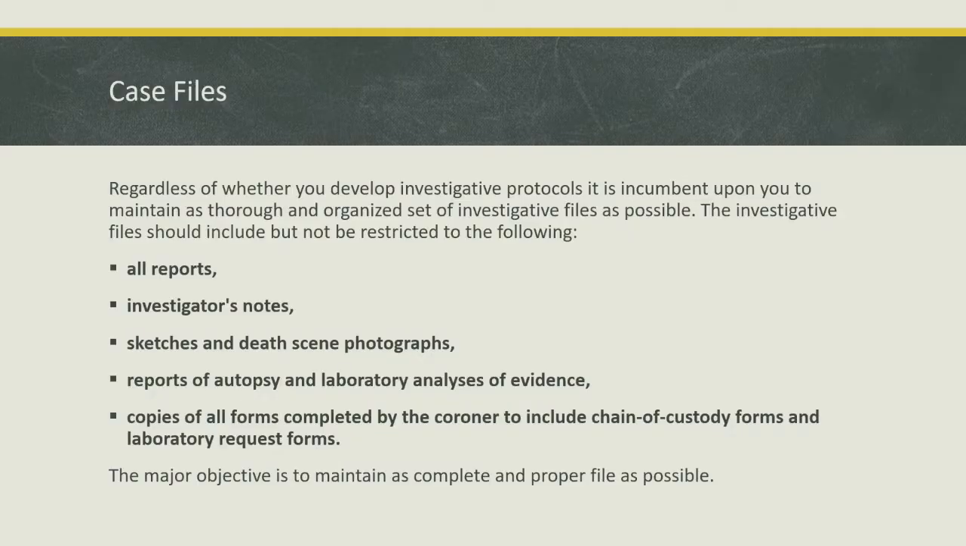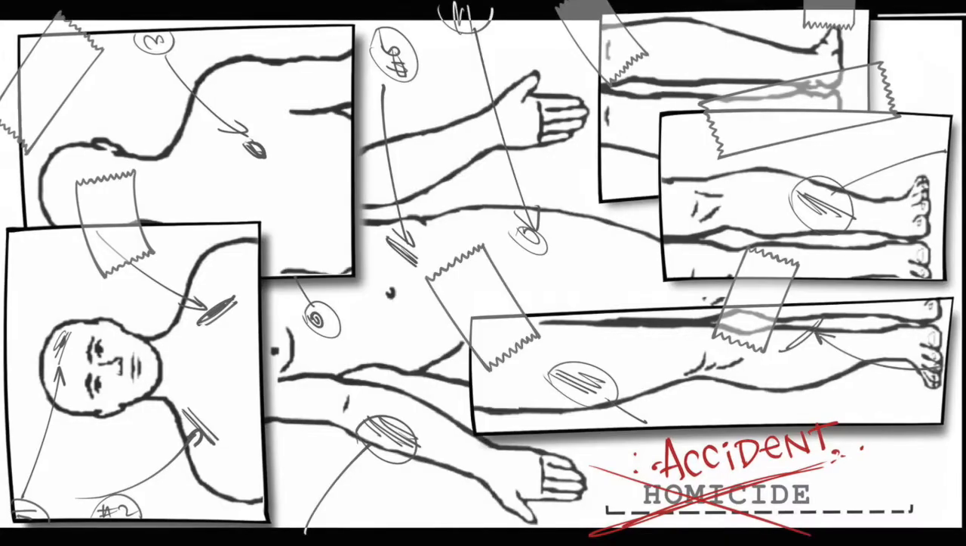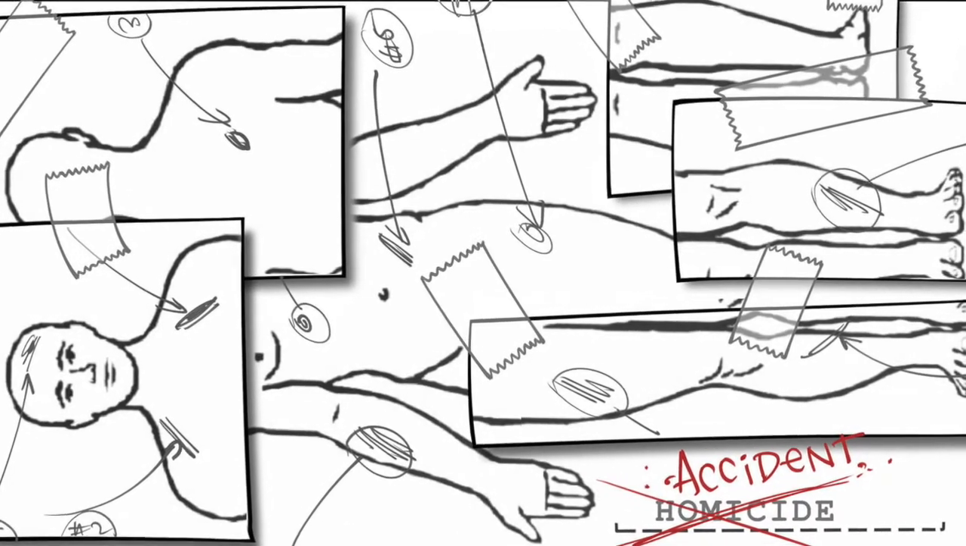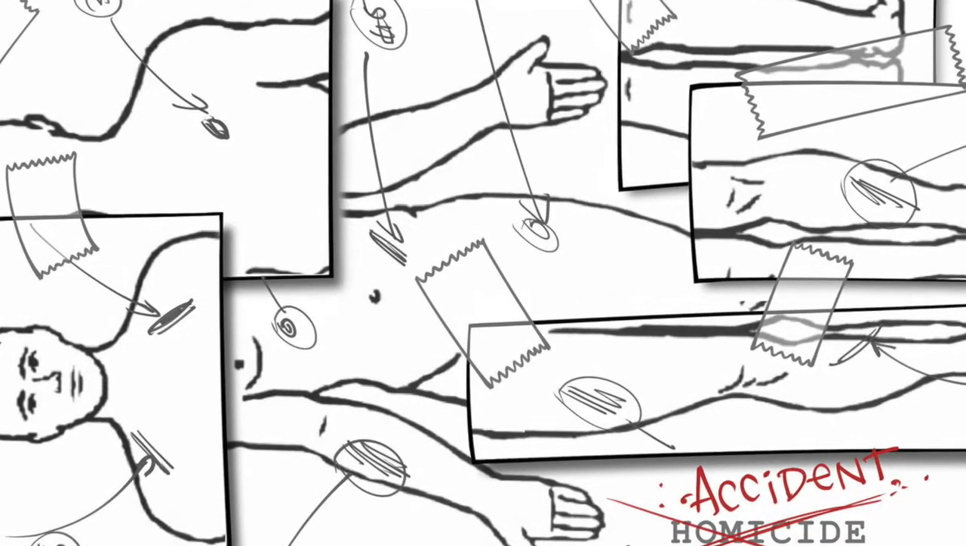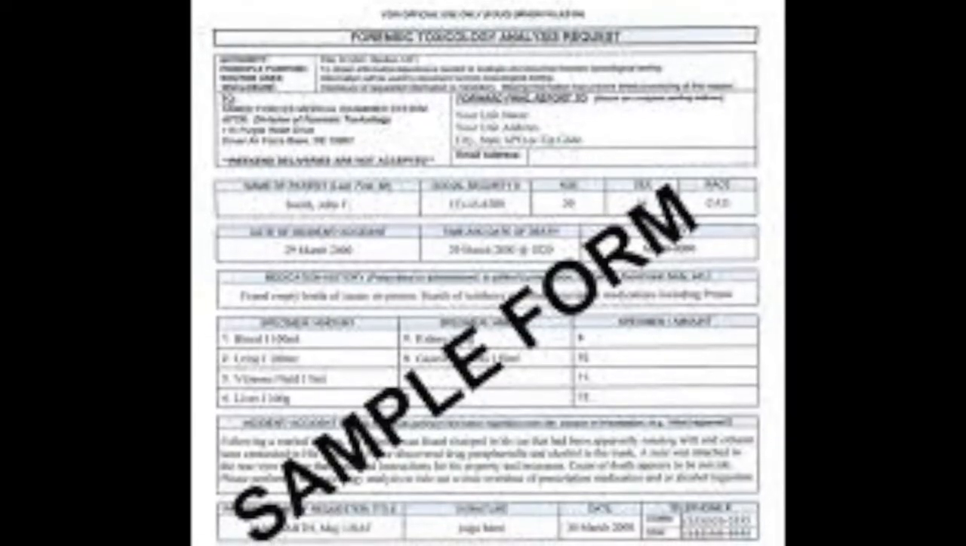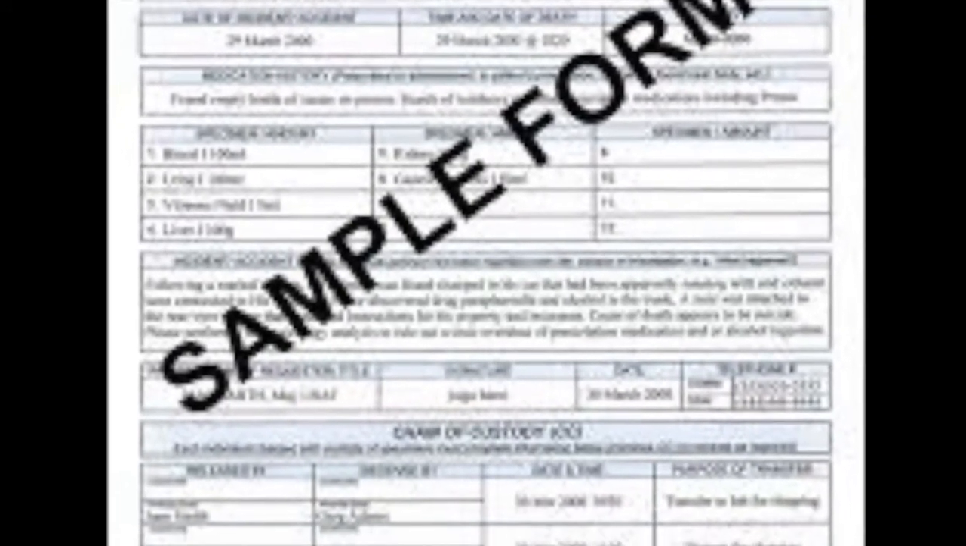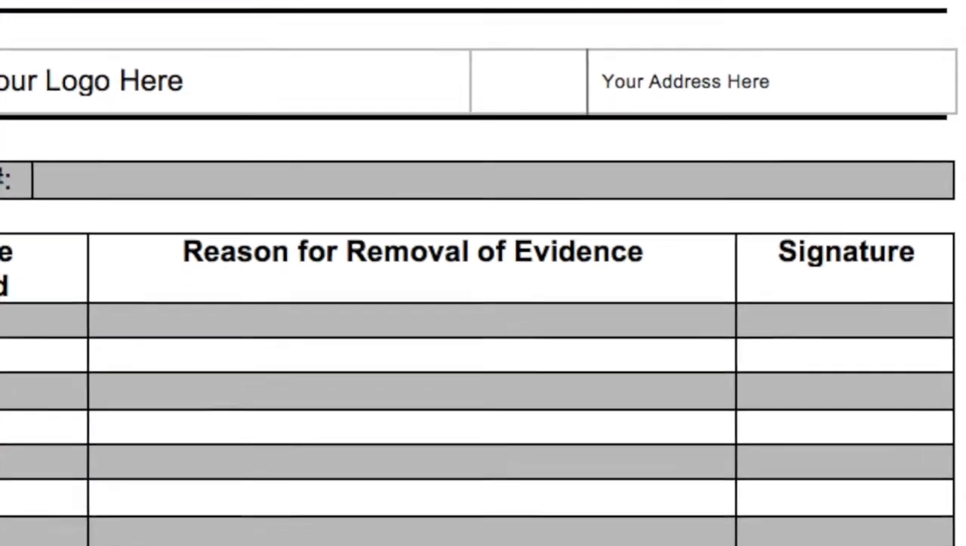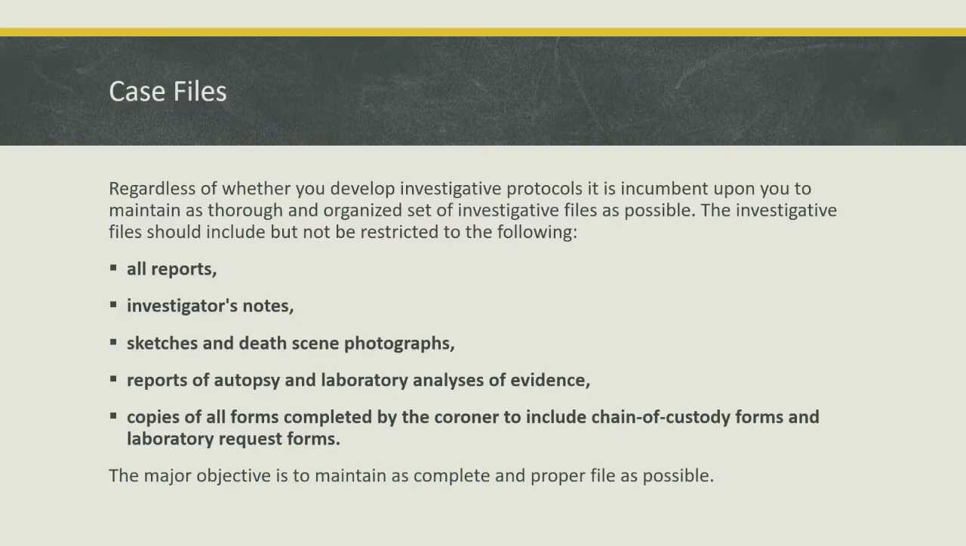Regardless of whether you develop investigative protocols, it is incumbent upon you to maintain as thorough and organized a set of investigative files as possible. The investigative files should include but not be restricted to the following: all reports, investigators' notes, sketches and death scene photographs, reports of autopsy and laboratory analysis of evidence, copies of all forms completed by the coroner, to include chain of custody forms and laboratory request forms. The major objective is to maintain as complete and proper a file as possible.